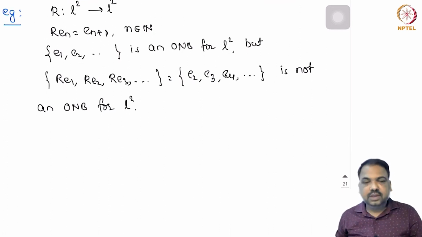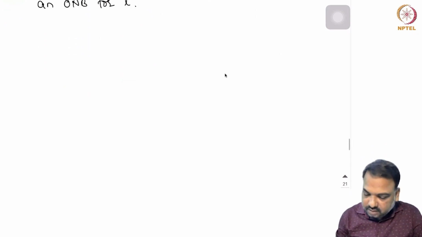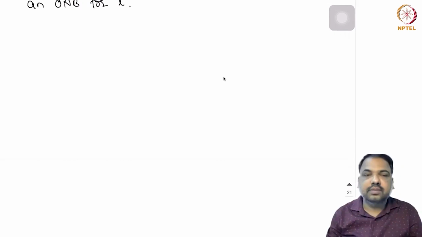But the best result we can achieve is that if T is an isometry, then it sends an orthogonal basis of the domain into an orthogonal basis of the range of the operator. So in fact this is an if and only if theorem.